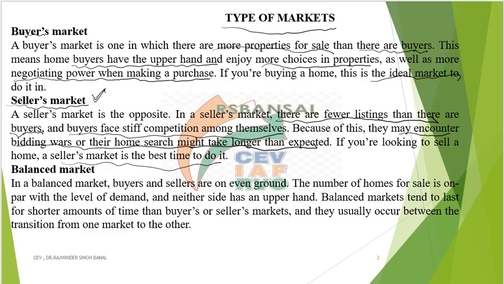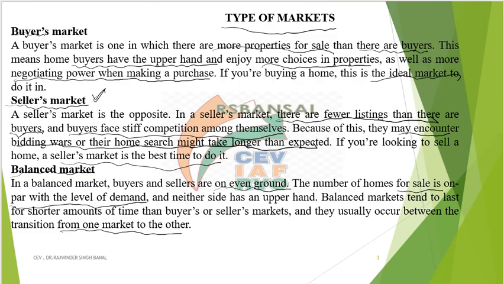Then the third one is balanced market. In balanced market, buyers and sellers are on even ground. The number of homes for sale is at par with the level of demand. So neither buyer nor seller has the upper hand. Both are at the same level. This is basically the transition period from one market to another, when the market changes from buyer's to seller's or seller's to buyer's market, and the transition period between them is the balanced market.